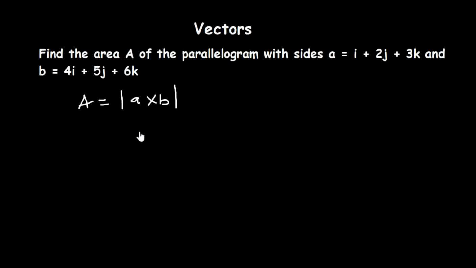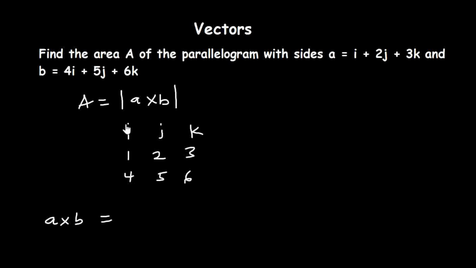To take the cross product, we are going to use the determinant method. So I have i, j, and k here. The first row is 1, 2, 3, and then I have 4, 5, and 6. Now we are taking the cross product, A cross B. So that will equal what?